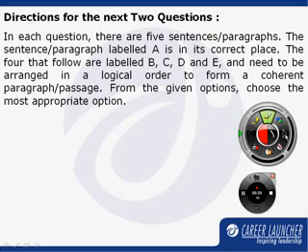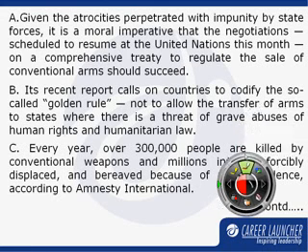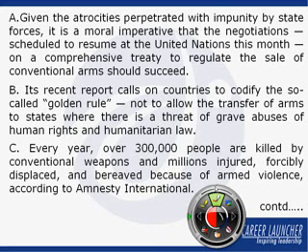Okay, let's see the first sentence which is given to us first. A. Given the atrocities perpetrated with impunity by state forces, it is a moral imperative that the negotiations scheduled to resume at the United Nations this month on a comprehensive treaty to regulate the sale of conventional arms should succeed. Now we have to find the sentence that should immediately follow A, or in other words, should form a mandatory pair with A. And that's going to be the starting sentence of our sequence.